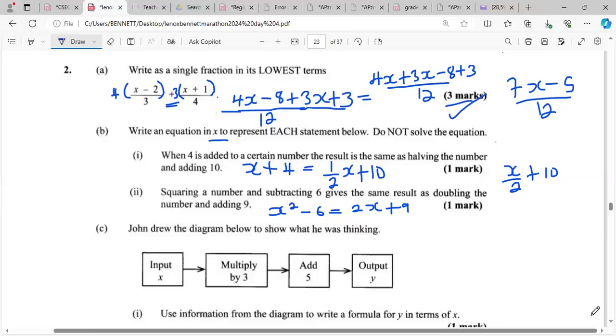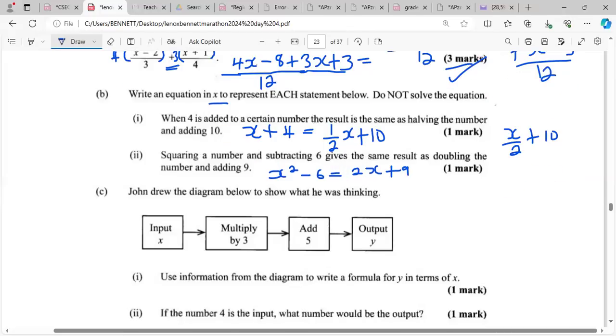Alright, it said John drew the diagram below to show what he was thinking. So you have the input, you multiply by 3, add 5, and the output is y. He said, use this information from the diagram to write a formula for y in terms of x.